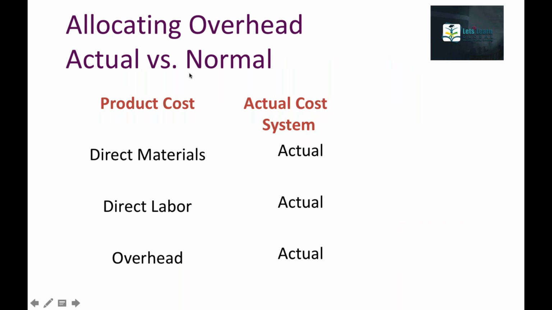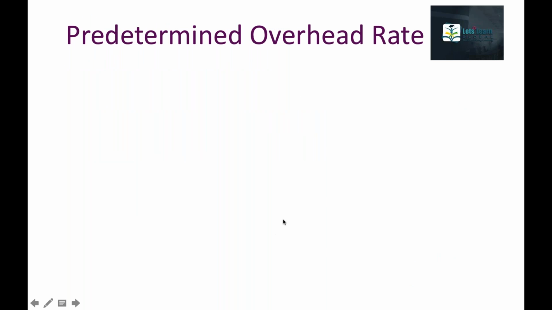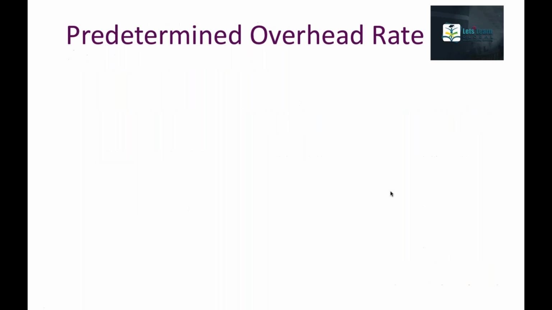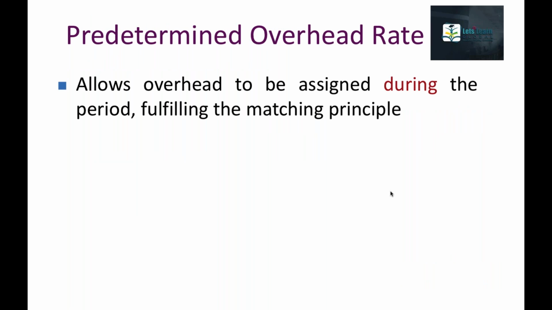Under actual costing, we use actual direct material, actual direct labor, and actual overheads. But in normal costing, we use actual direct material and actual direct labor, but for overheads we calculate based on past experience, the predetermined overhead rate. What is the predetermined overhead rate? Say, for example, we want to calculate the predetermined overhead for the next month.